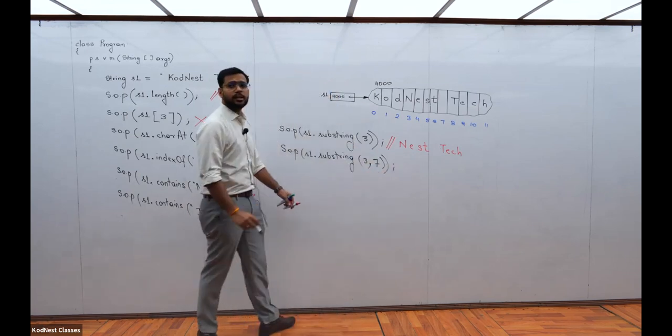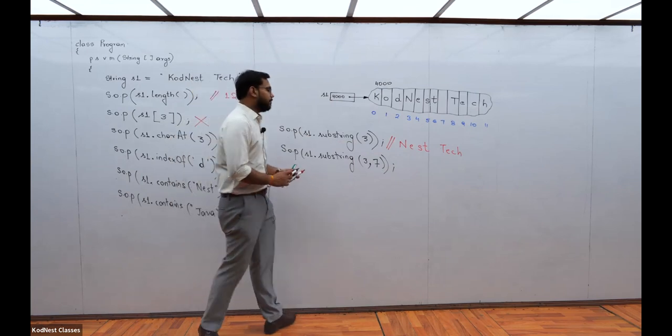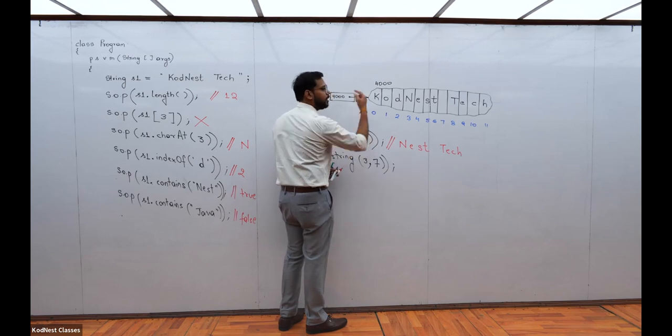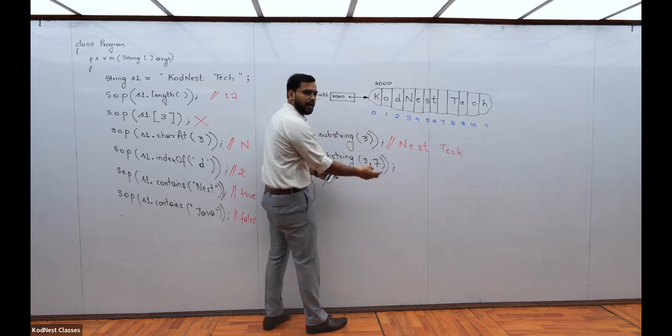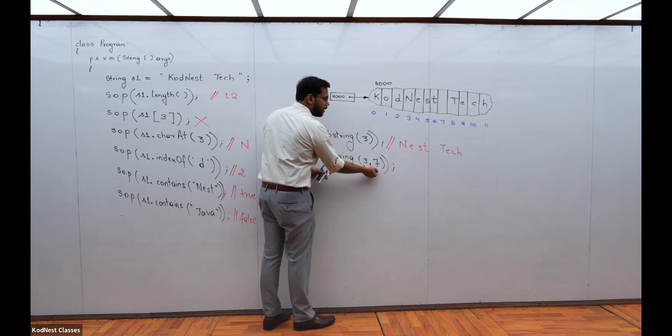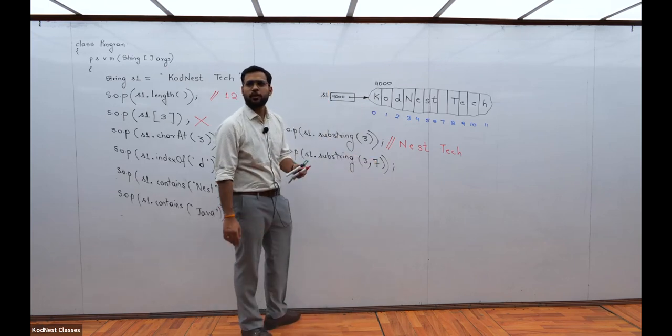What am I telling here? 3, 7. Now, what is the meaning of this? See, whenever I tell only one number, that means start from here until the last index. But when I tell 2 elements, it means starting position until the ending position -1. So what is the meaning of -1?